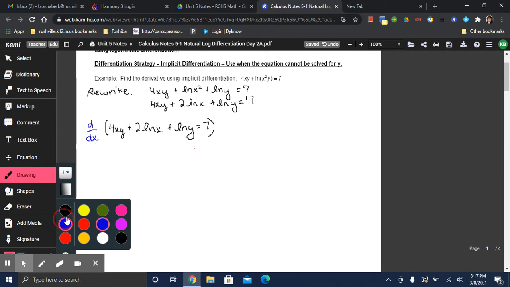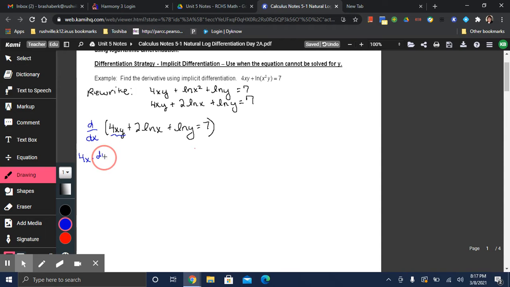So now one thing we'll have to notice is we do have a product here. So we'll need to do the product rule. Remember that it would be first times the derivative of the second. Now the second is a y, so that would be a 1, but because it's a y, we would have dy dx. All right, plus, and then second, which would be your y, times the derivative of the first, which would be the 4. So there's the derivative of the 4xy.